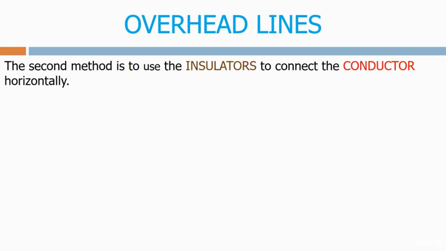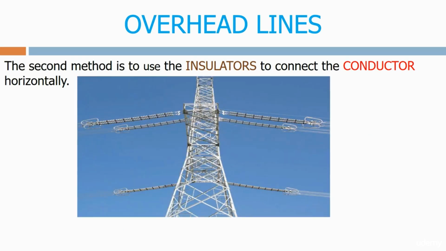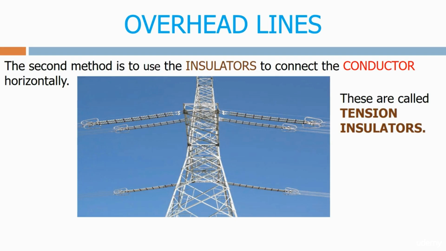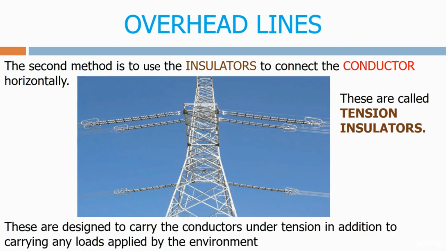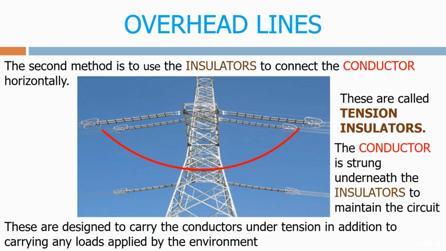The second method is to use the insulators to connect the conductor horizontally. These are called tension insulators. These are designed to carry the conductors under tension in addition to carrying any loads applied by the environment. The conductor is strung underneath the insulators to maintain the circuit.